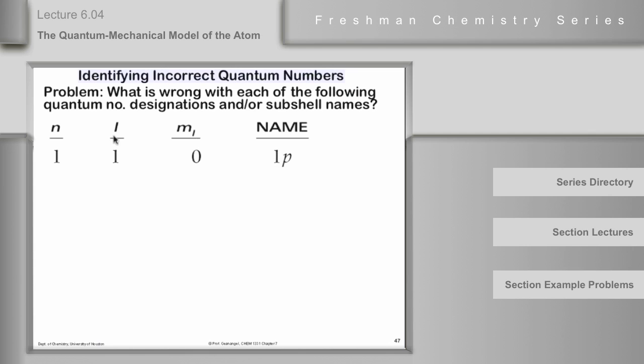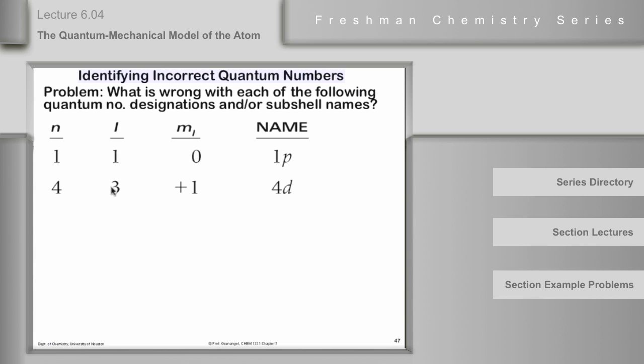N is equal to 1, so L can only be 0, right? L cannot be equal to n, only n minus 1. That would mean this 1p is no good because L cannot be 1. So there can only be an s orbital in the n is equal to 1 shell. Okay, what about this one?